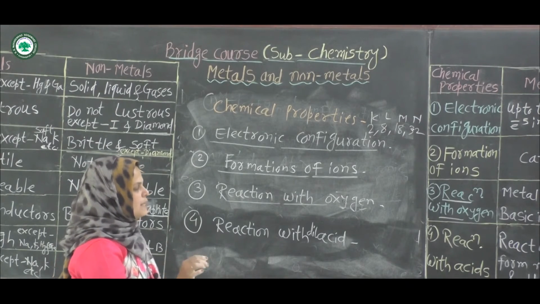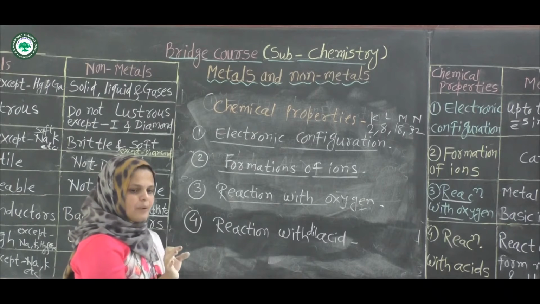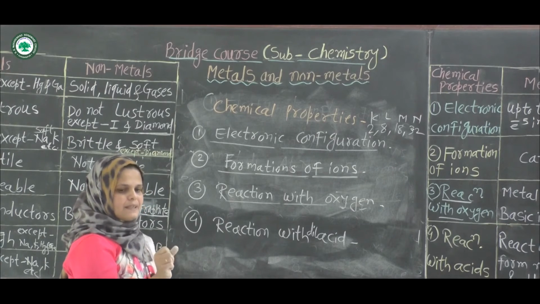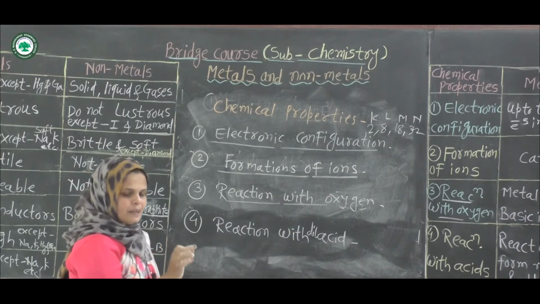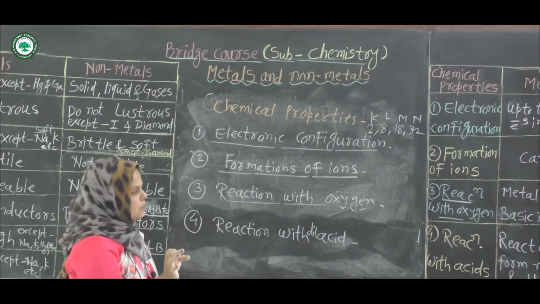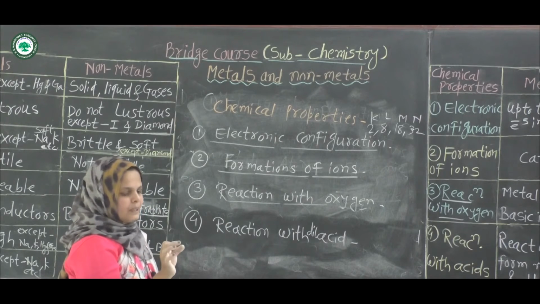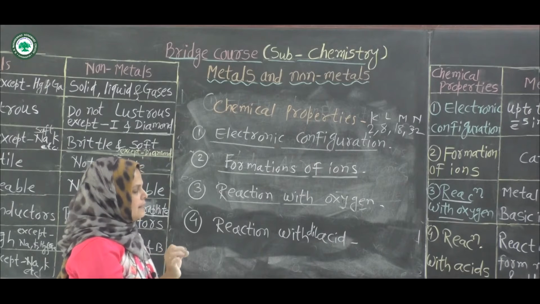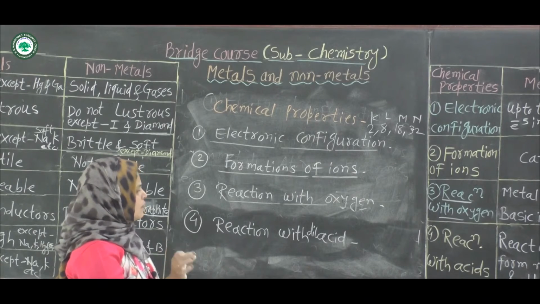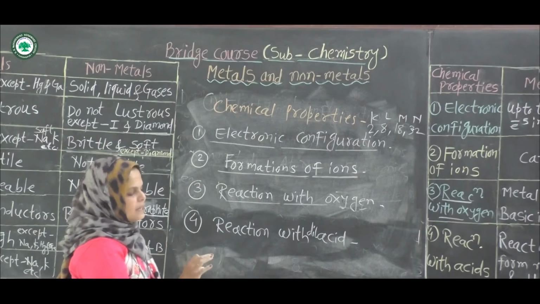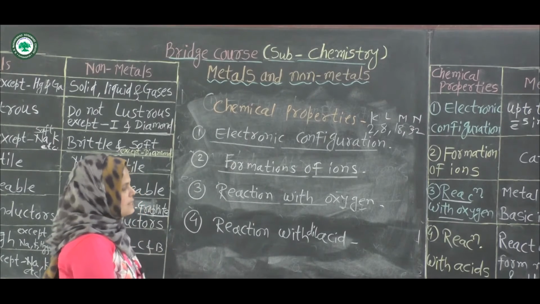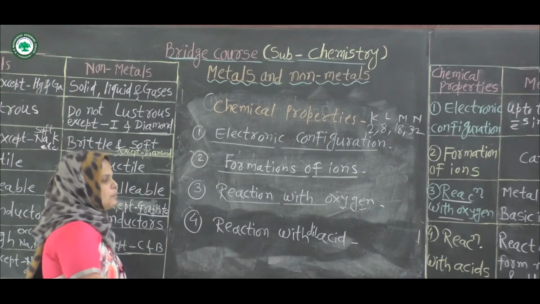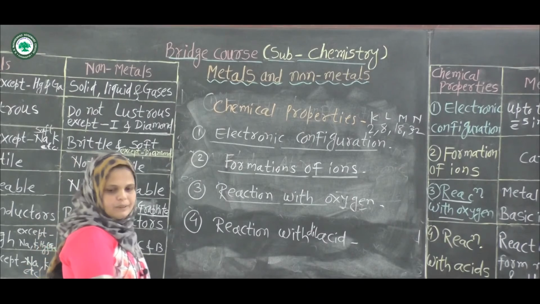That means non-metals do not react with dilute acids, whatever dilute acids there may be: hydrochloric acid, nitric acid, dilute HNO3, dilute H2SO4. These are the dilute acids, and their reaction does not take place on non-metals. This is the fourth chemical property of non-metals.